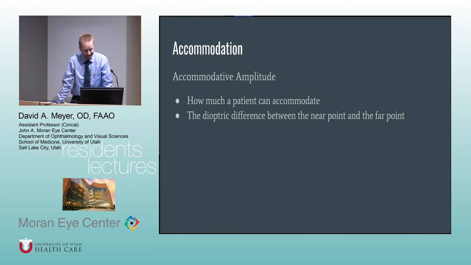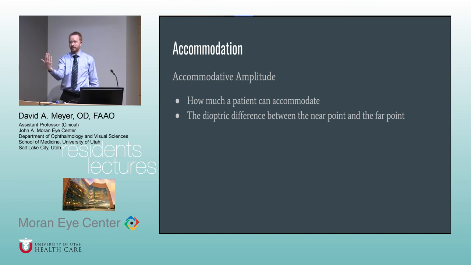You good? Okay. So this will probably be the last thing I'll get to, basically accommodative amplitude. How much can a patient accommodate? What's the strength of their accommodation? It's the dioptric difference between the near point and the far point. Now, the far point is how clearly you can see without any accommodation at all.